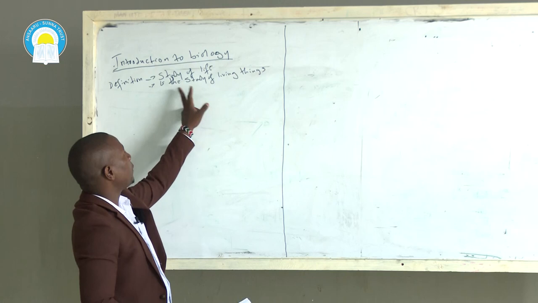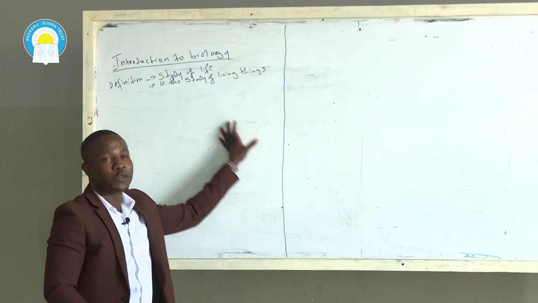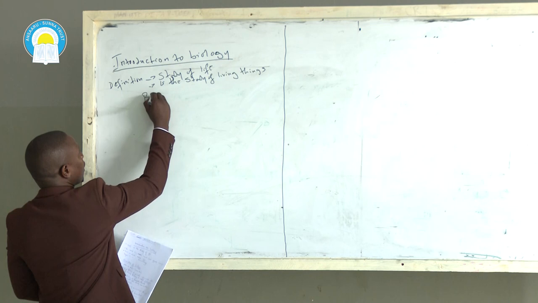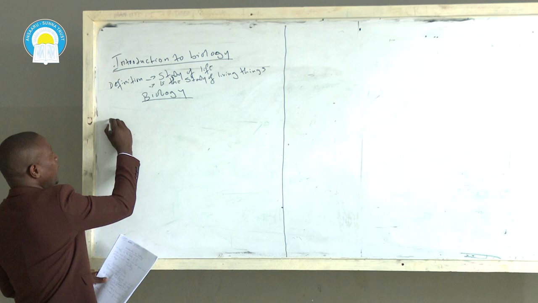That's what biology means. And if you see the second definition, it says biology is the study of living things. That's why I'm saying when you're going to study biology, you're only going to deal with anything that has what? Life. So the word biology, we are going to break down into two. If we break it into two, we have the word bio.